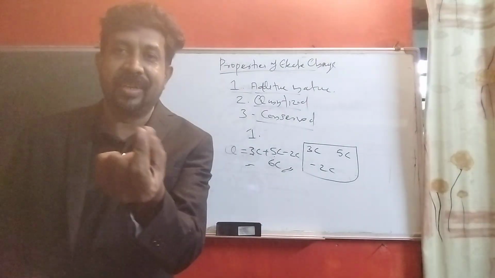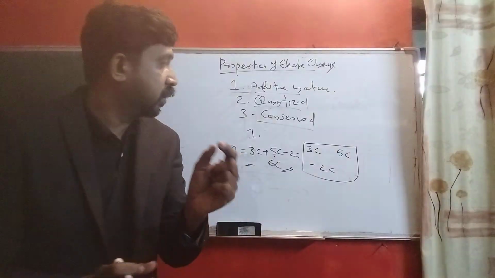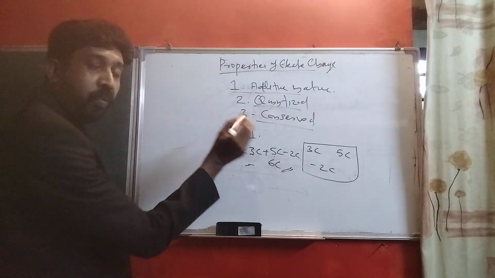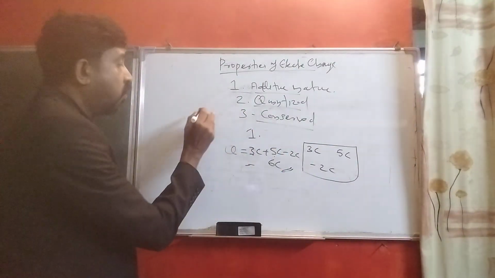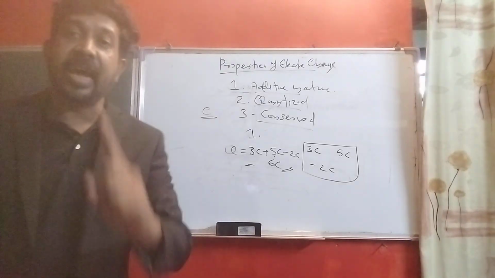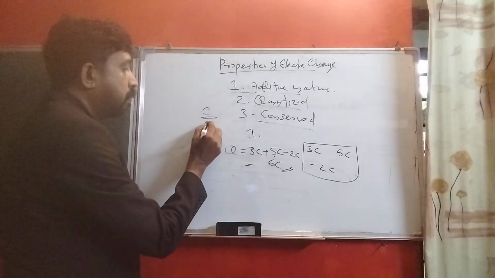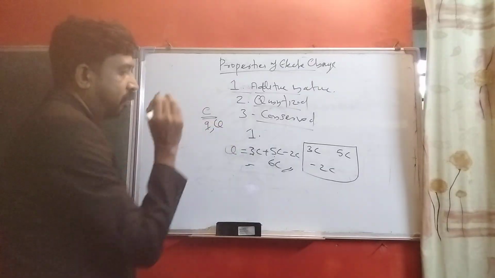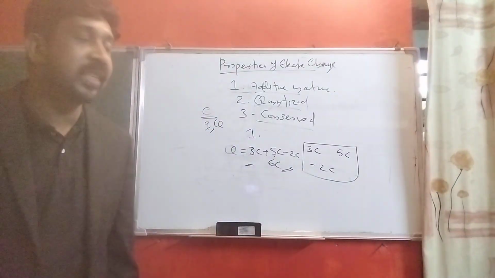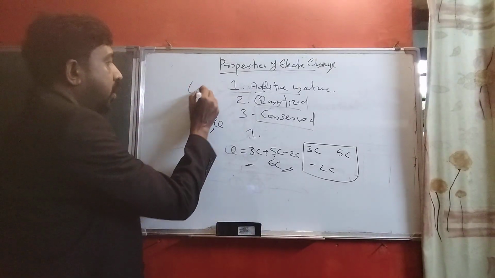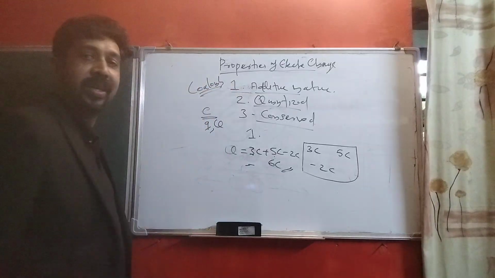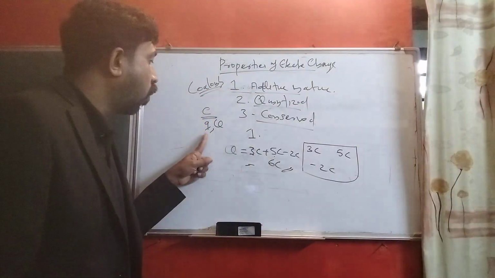I will explain two points. The unit of electric charge is coulomb, and charge is represented by the symbol small q or capital Q. Clear? What is the unit of electric charge? Coulomb.